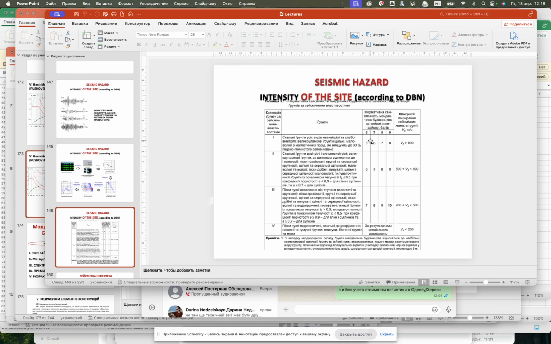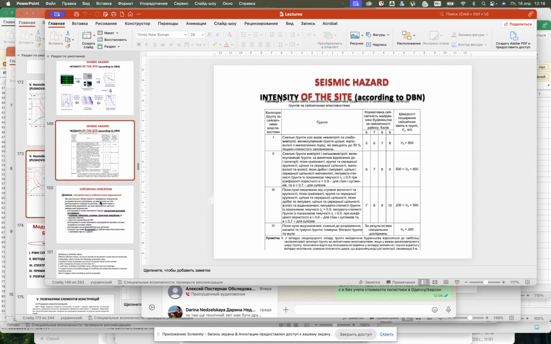But if in the same situation we have the first category of soils, in that case we can reduce the seismicity of the construction site by 1 point.